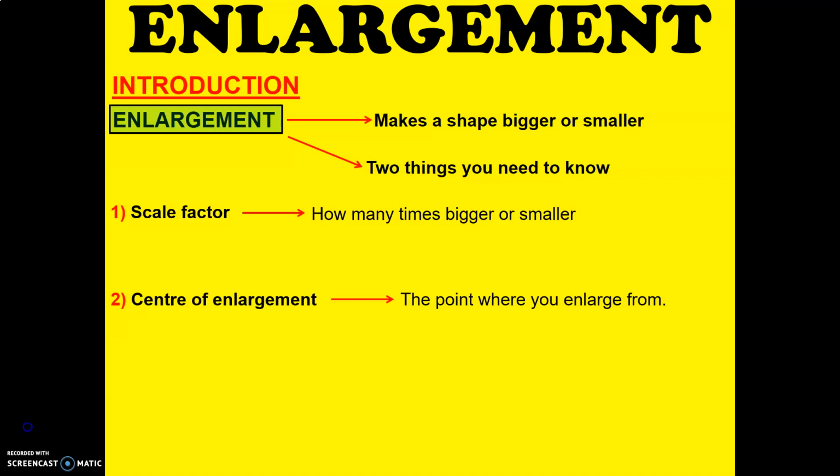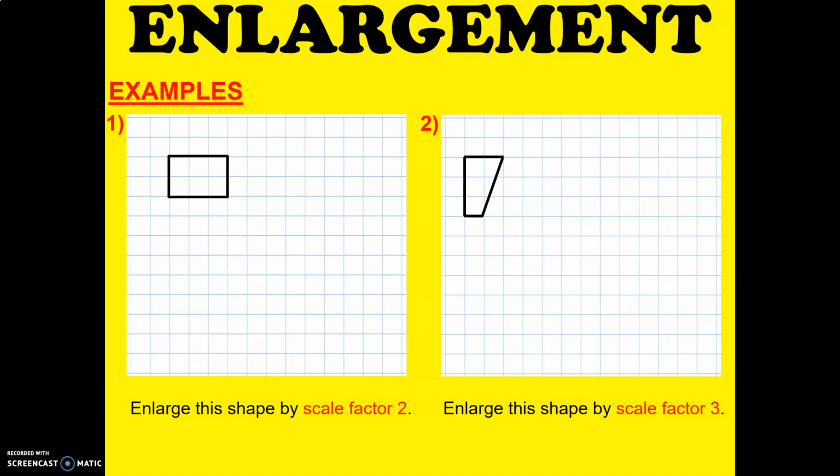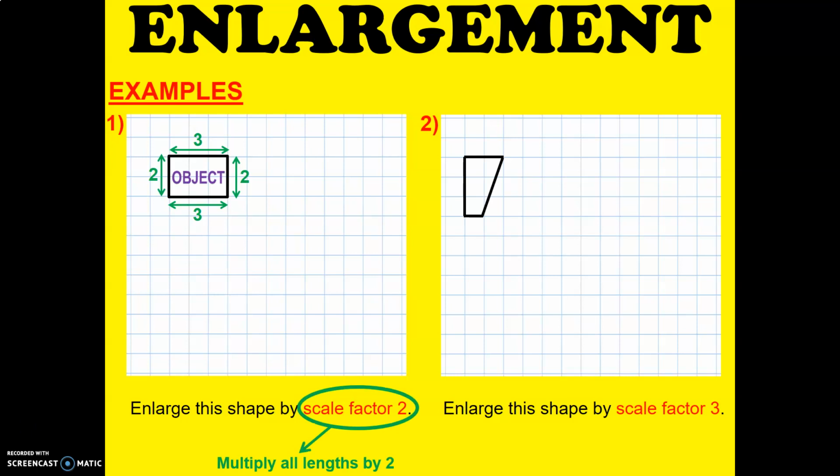Let's see some examples. First example, enlarge this shape by scale factor 2. So that's our object. Measure each side. So that measures 3, then 2, 3, and 2. Scale factor 2 means multiply all lengths by 2. So we have there 3 times 2, 2 times 2, 3 times 2, 2 times 2.